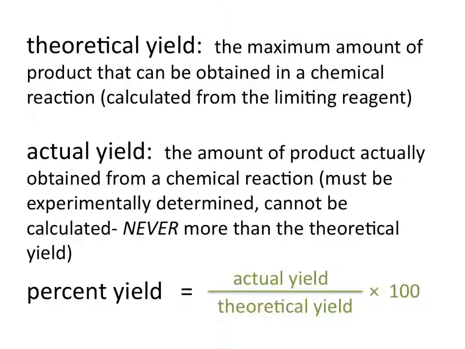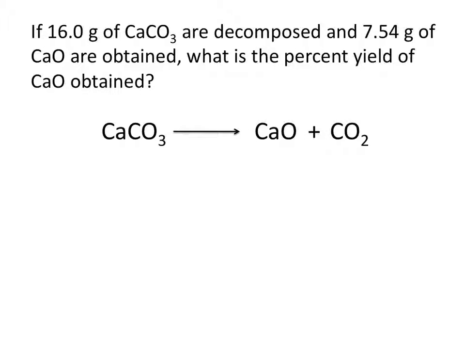The percent yield then is a ratio of the actual yield to the theoretical yield, and you multiply that by 100 to give you a percent. Let's go ahead and look at an example.